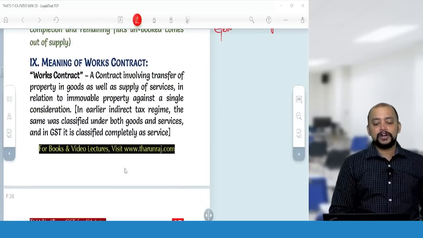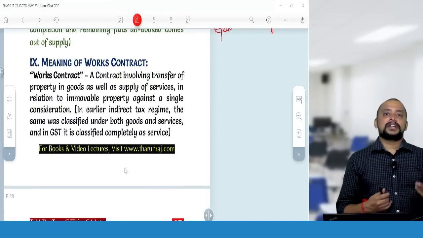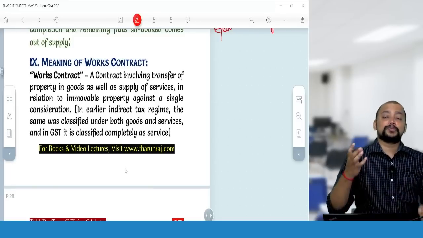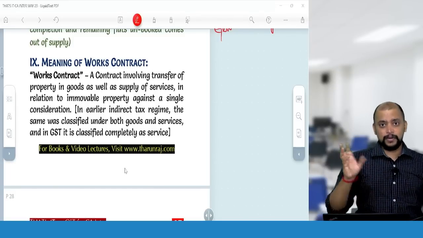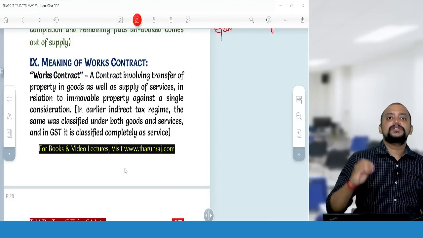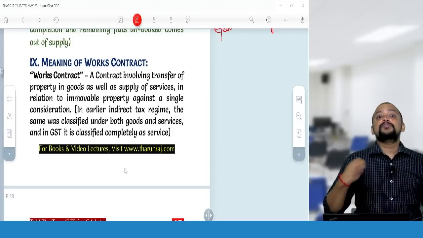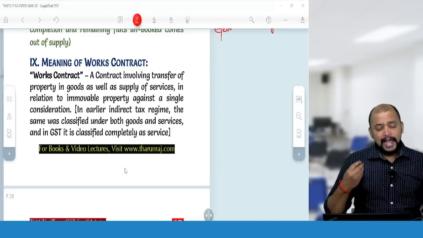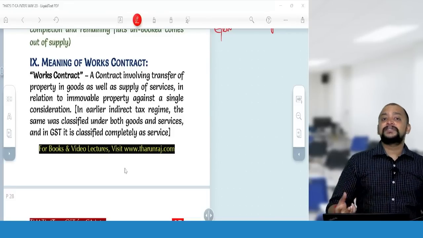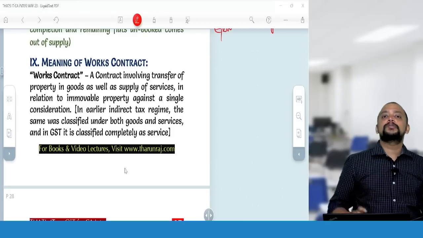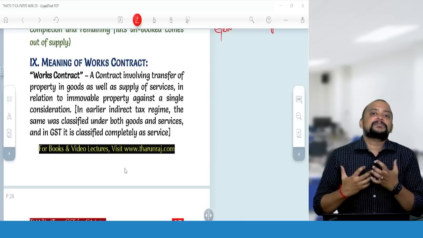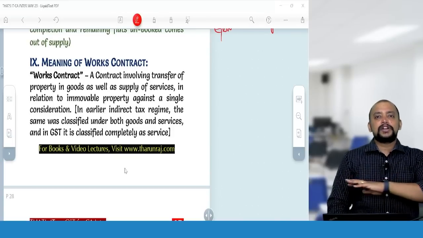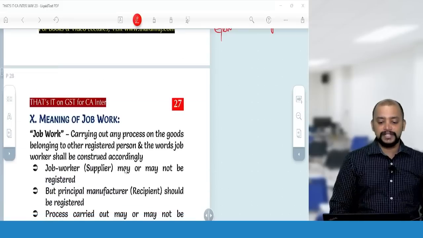Then works contract. What is a works contract service? A works contract means a contract that involves both goods and services, in relation to immovable property and for a lump sum consideration. Say I am constructing a building and I am supplying goods as well as services for construction of this building, which is an immovable property, and I collect some lump sum consideration. So that will be treated as works contract service, and works contract is always treated as supply of services.